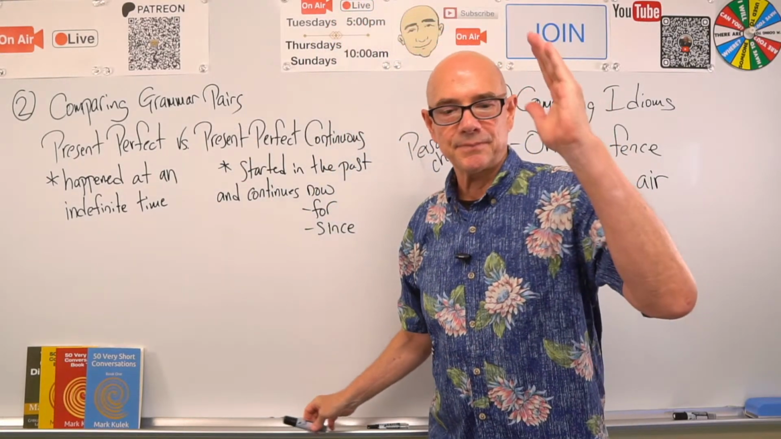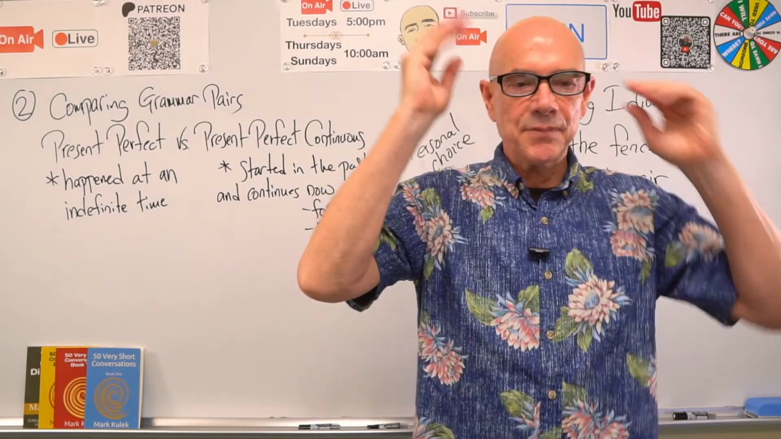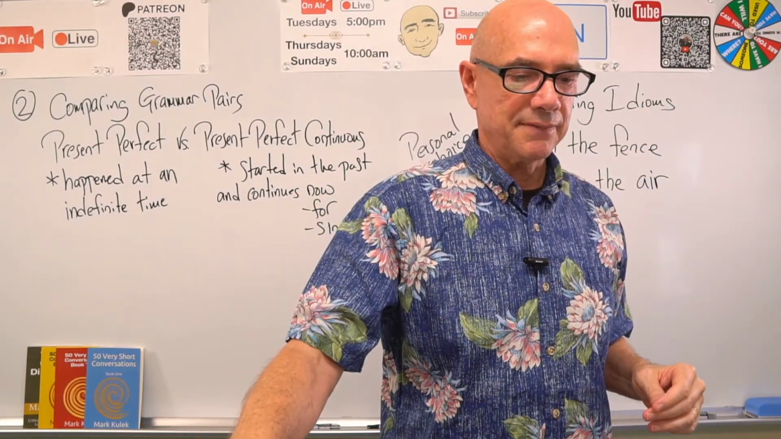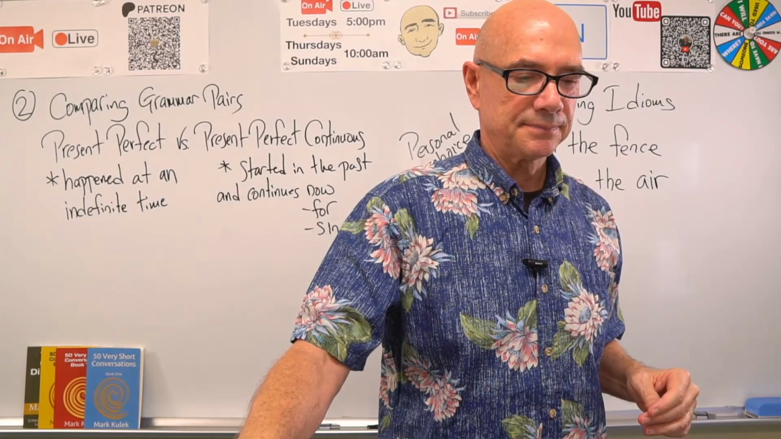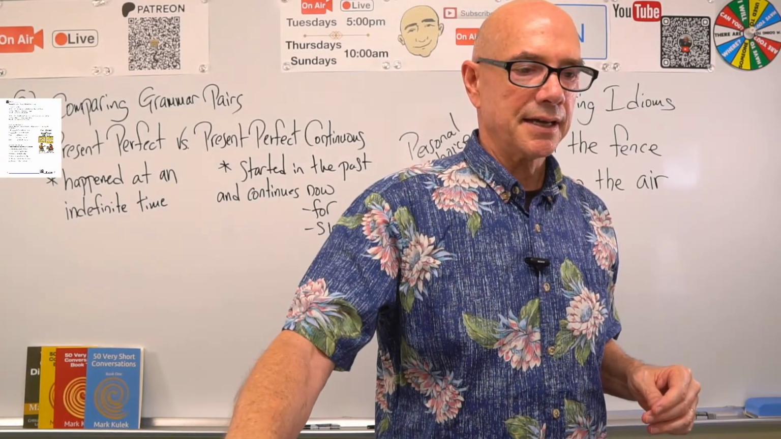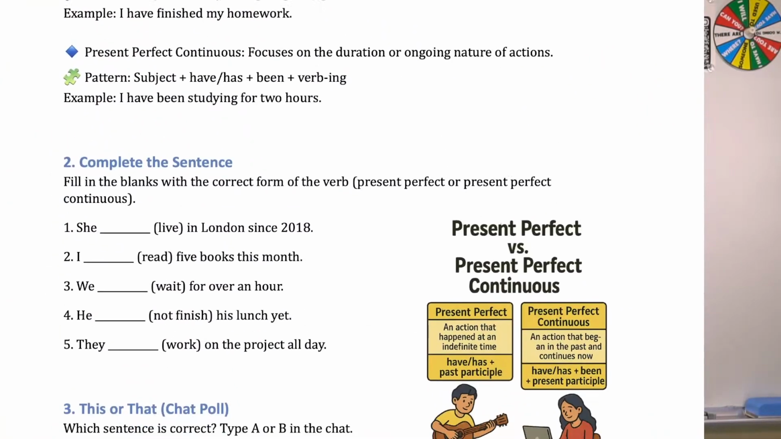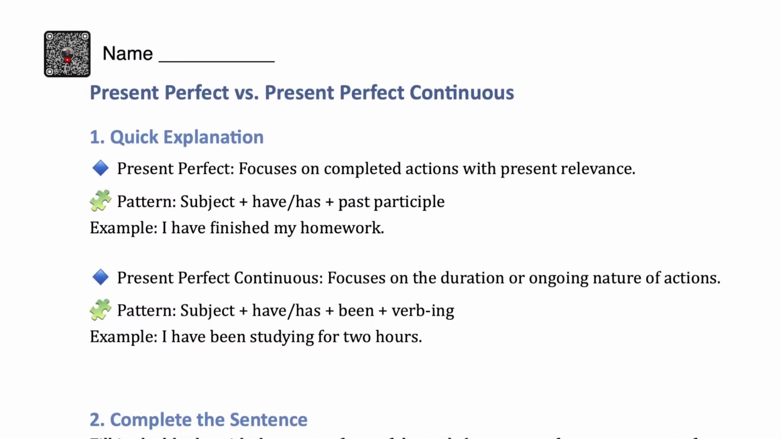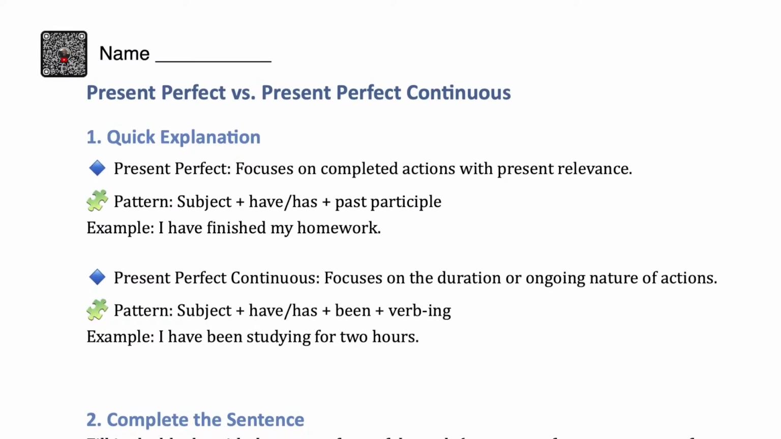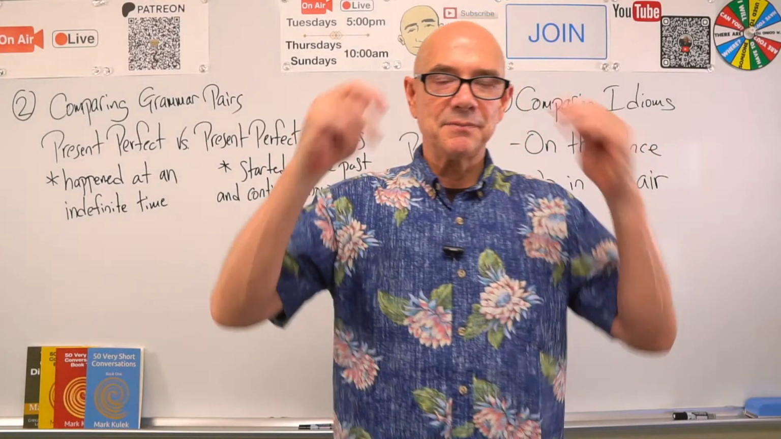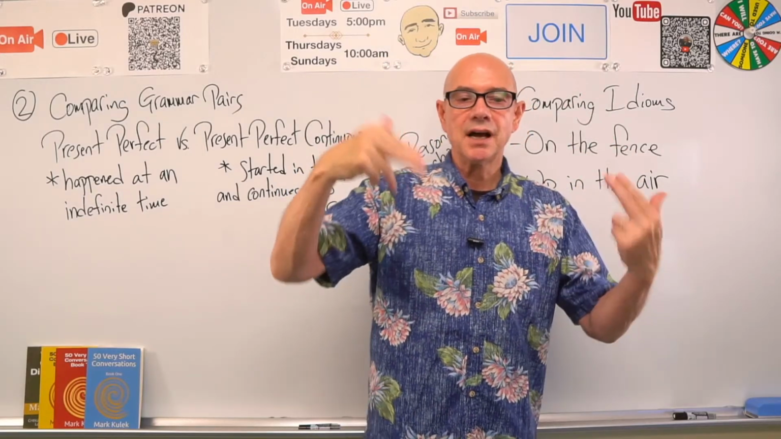Okay, let's check the worksheet. We get more practice, right? So the worksheet will give us more practice. Okay, here we go. Let's make it larger, of course. Okay, present perfect versus present perfect continuous. Quick explanation. Present perfect focuses on completed actions with present relevance. So present relevance meaning we're talking about it now. We're talking about it now, right?